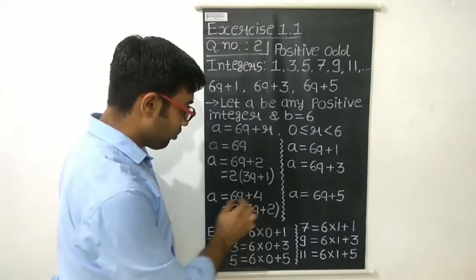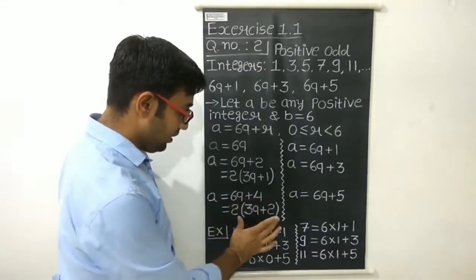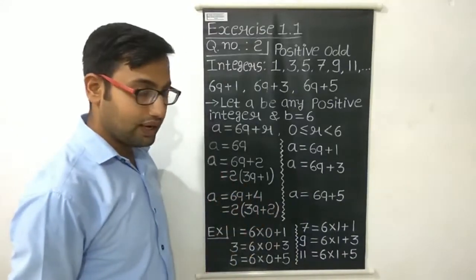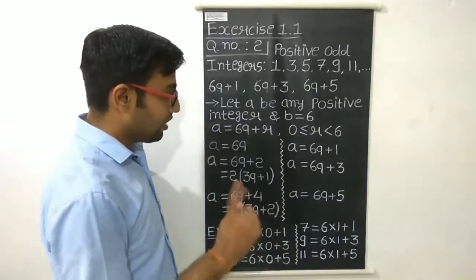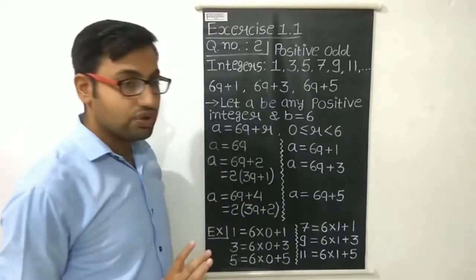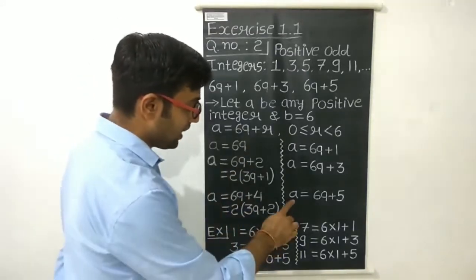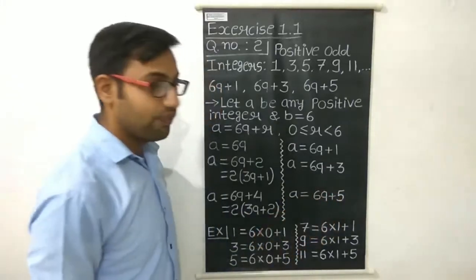Again there is 2 as a common factor. By taking 2 as a common factor, 3q plus 2 will remain in the bracket. Now the last value of r that we have to consider is 5. So we can write down a equals 6q plus 5.